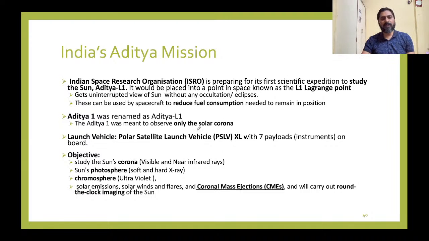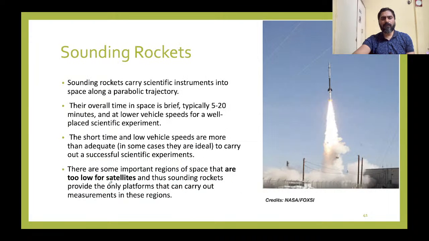The objective is to study the Sun's corona, photosphere, and chromosphere. These are the outer layers of the Sun. It will also study solar winds, solar flares, and coronal mass ejections, and it will carry out around-the-clock imaging of the Sun. So this is a planned mission of India to the Sun. The Aditya mission, you should take a note.